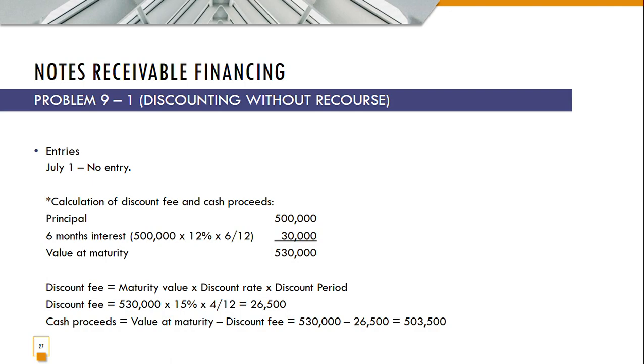Since you discounted the note, the proceeds will be less than 530,000. How much is the discount fee? You have a maturity value of 530,000. The discount rate is 15% annually, and the period is 4 months to maturity. Since you're discounting it at the second month of the term, your discount period is 6 minus 2 months, so 4 months remaining. The total discount fee will be 26,500. So you have proceeds of 530,000 minus the 26,500 discount fee, which is net cash proceeds of 503,500.